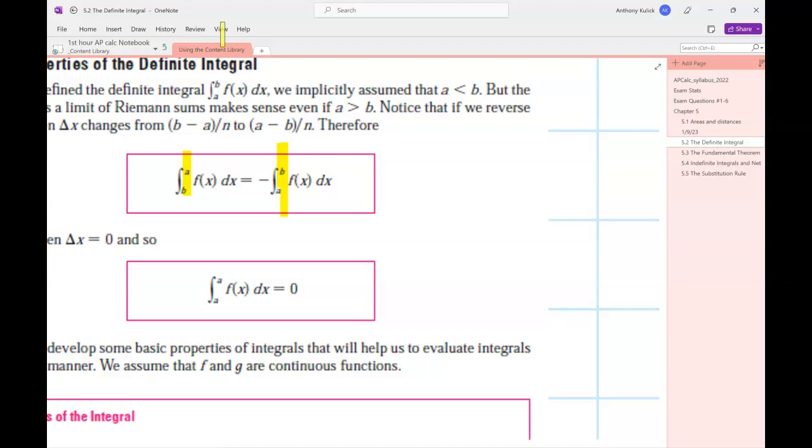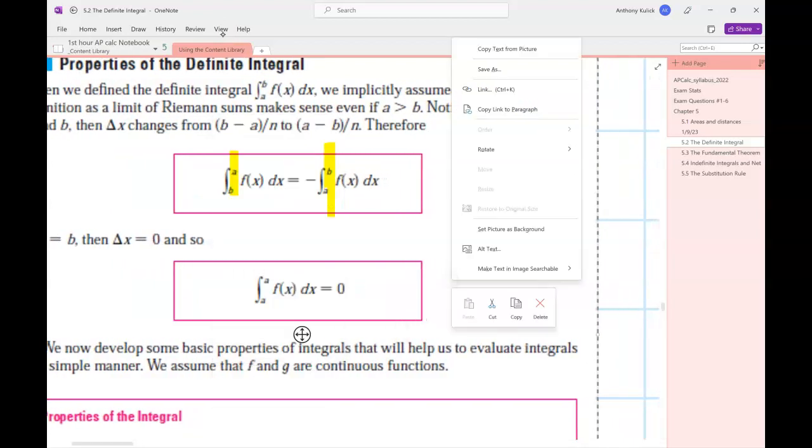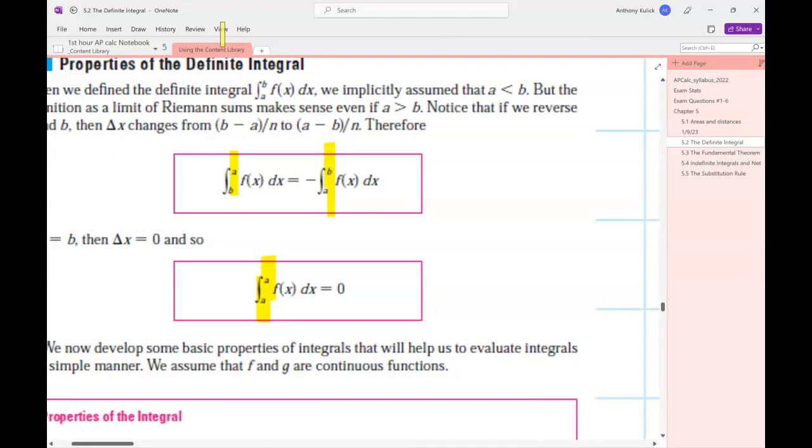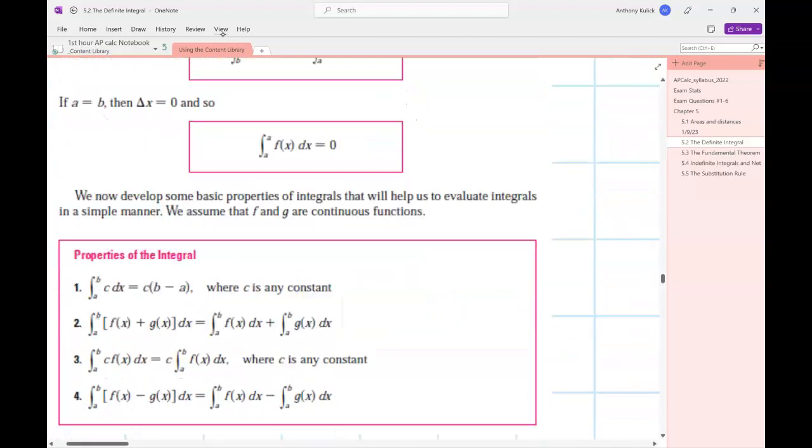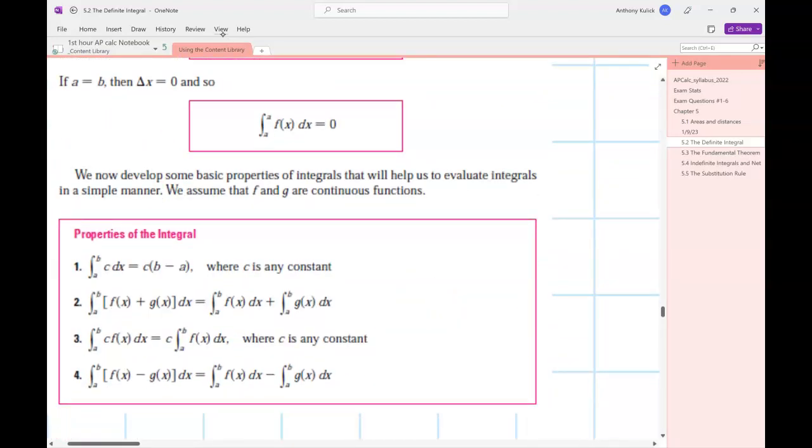For sure, that's a good memorizer. The next property, if we're integrating from just a to a, well, that's a rectangle that has a base of 0. So the area of that should be 0. Not surprising there. And then we have these other 4 properties of integrals. Again, these are all memorizers.